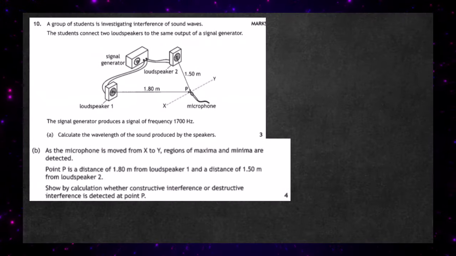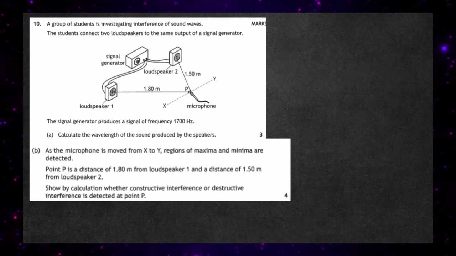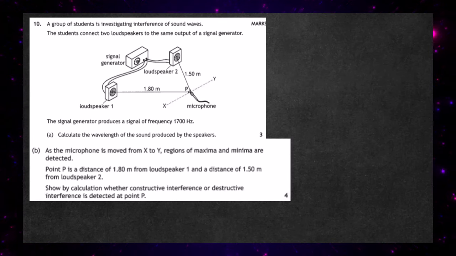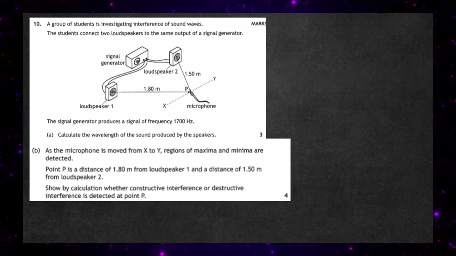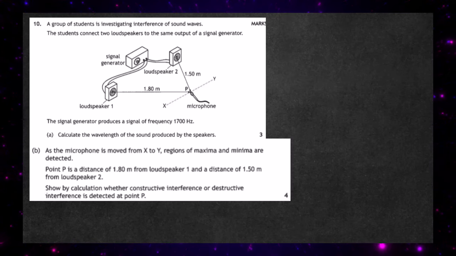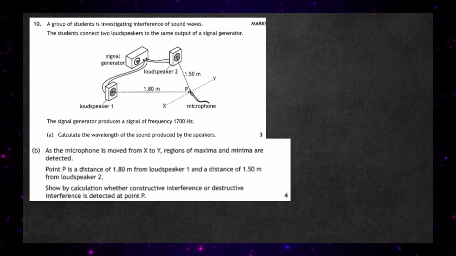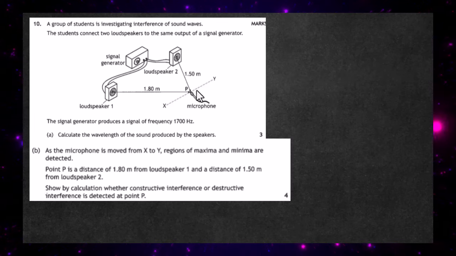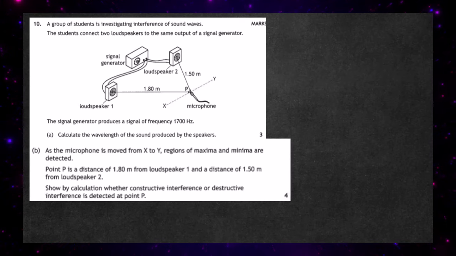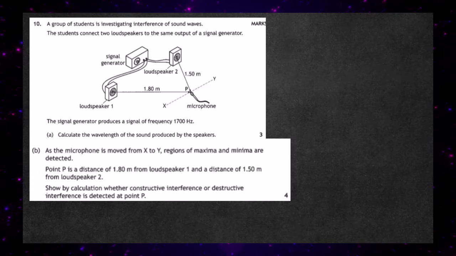Question 10, part B. As the microphone is moved from X to Y, regions of maxima and minima are detected. Point P is a distance of 1.80 meters from loudspeaker 1, and a distance of 1.5 meters from loudspeaker 2. You can see that in the diagram. Show by calculation whether constructive interference or destructive interference is detected at P.